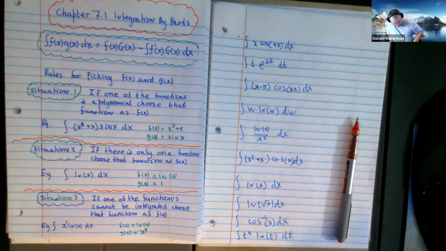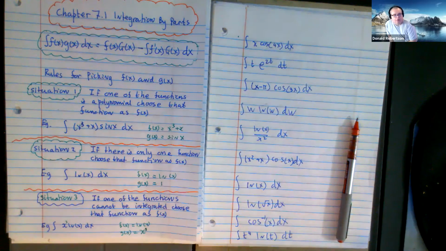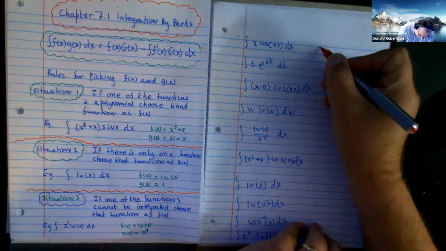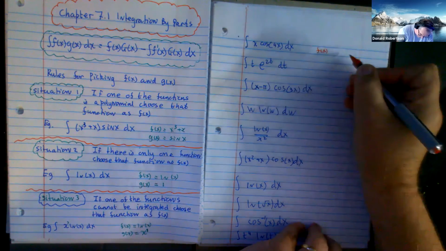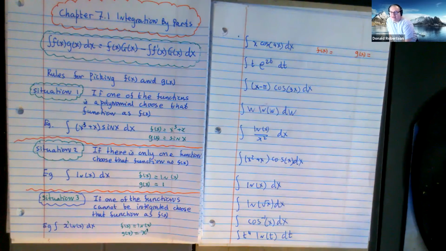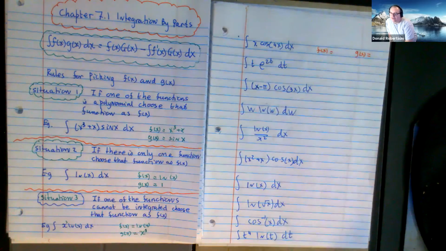So what I've got here is a big selection of functions that we are going to be using integration by parts on. And the first thing that we're going to do is get some practice on who is the f of x and who is the g of x. Right, in this question here, x cosine of 4x, who should you pick as your f of x?